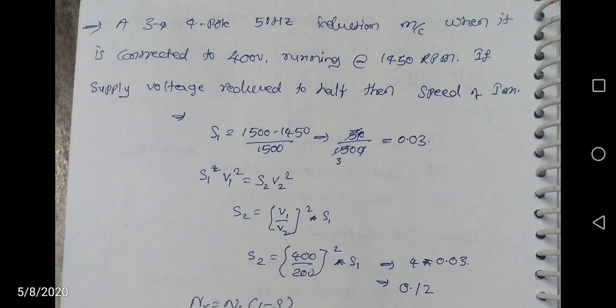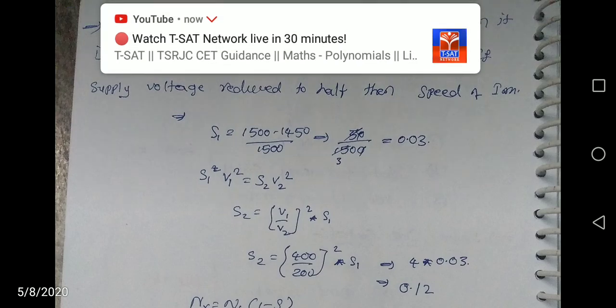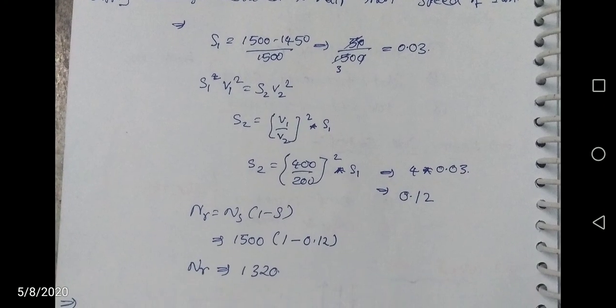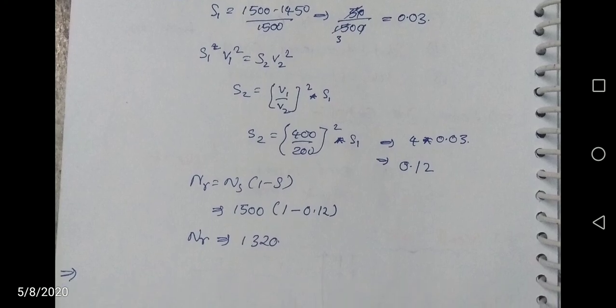S1 is the slip in the initial condition and V1 is the initial voltage. S2 is the required slip and V2 is the reduced voltage. So S2 equal to (V1 by V2) square into S1. S2 equal to (400 by 200) square into S1. NR equal to NS into (1 minus S). NS is 1500. 1 minus 0.12, NR equal to 1320.